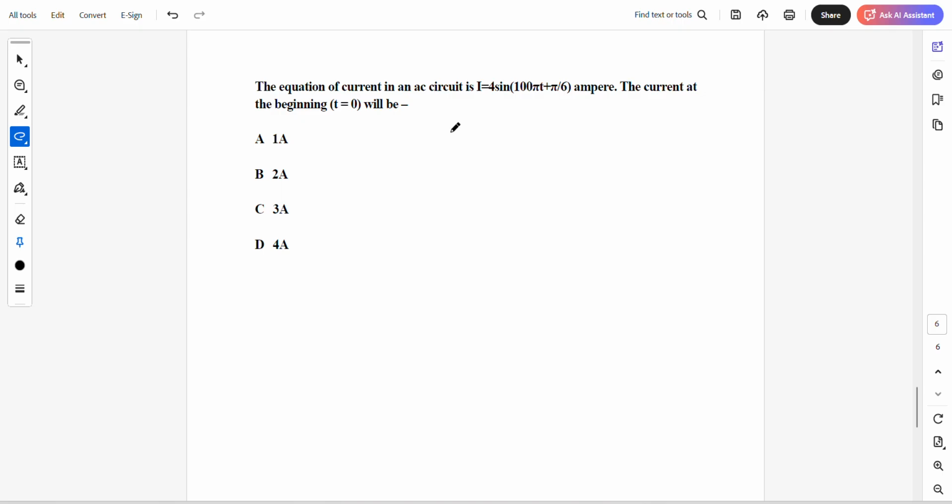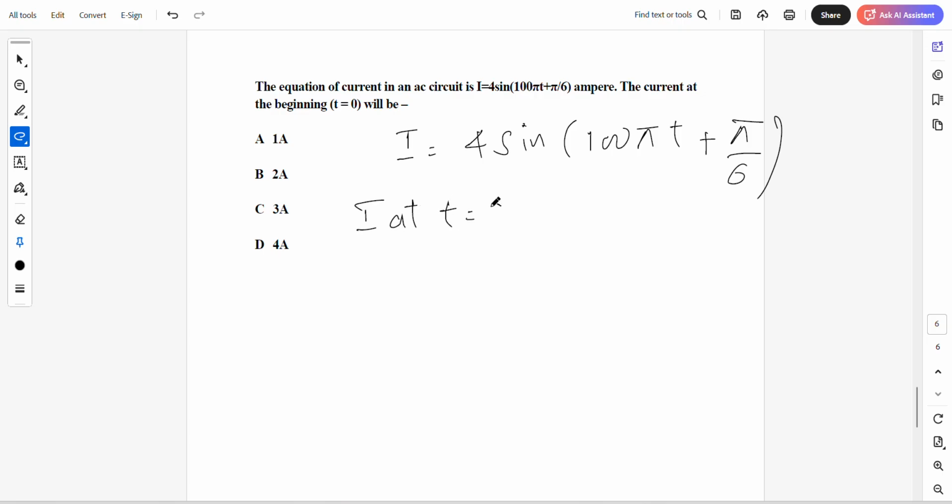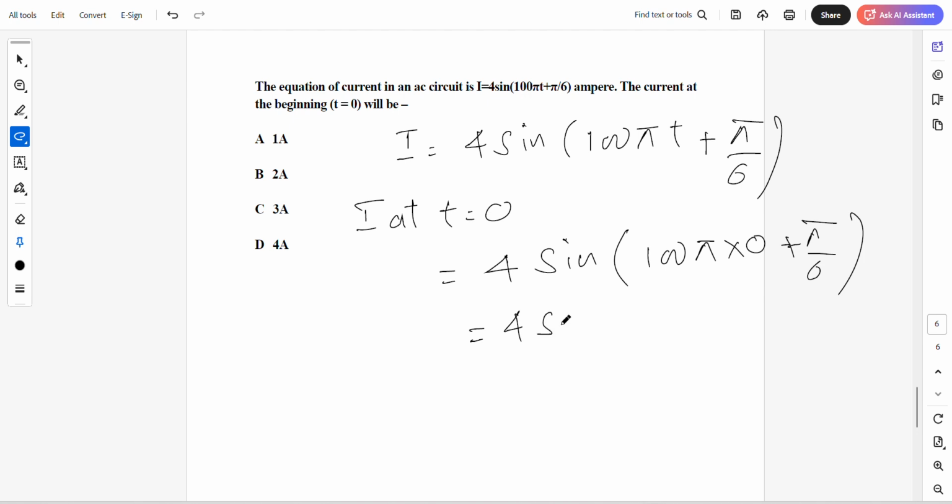This is the last problem of this video. I is given. I is equal to 4 sin of 100 pi t plus pi by 6. The current at the beginning, that is, I at t is equal to 0 is equal to how much? Just substitute 0 wherever t is there. 4 sin of 100 into pi into 0 plus pi by 6. That is equal to 4 sin of, this will be 0, pi by 6.